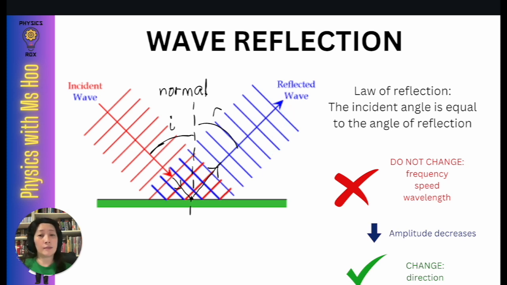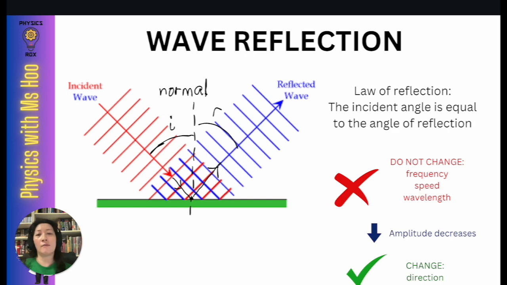An excellent example to remember this is sound, because when sound undergoes reflection, the reflected sound you hear, which is the echo, is softer than the original sound. And that's because some of the amplitude has decreased due to the loss of energy. So a lot of students always think, oh, the speed decreases. No, the speed of the wave remains the same. So waves are not the same thing as particles.